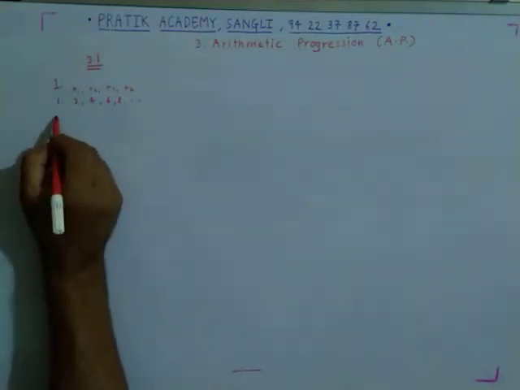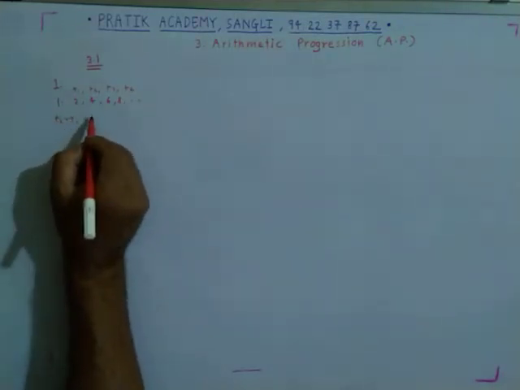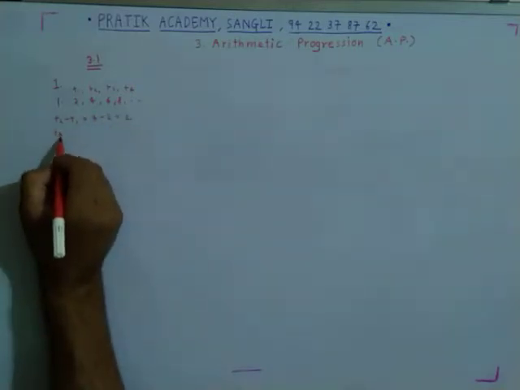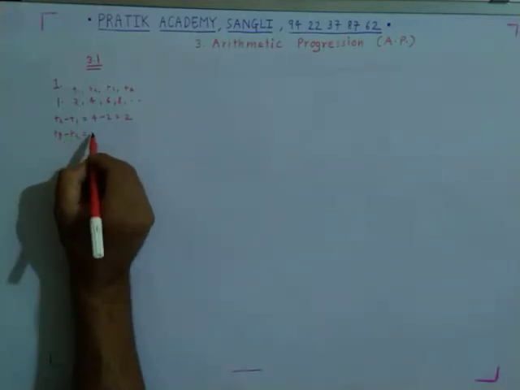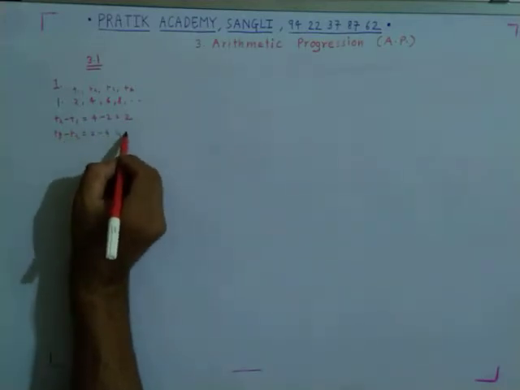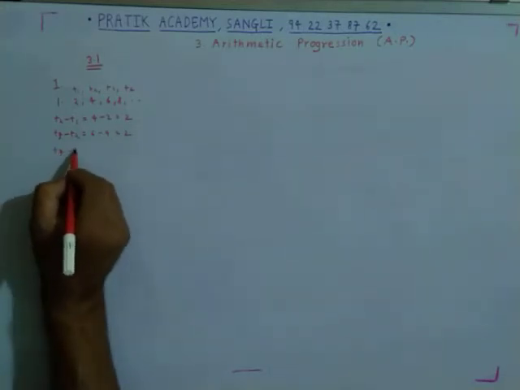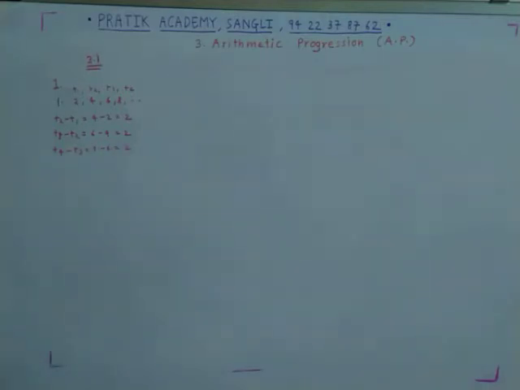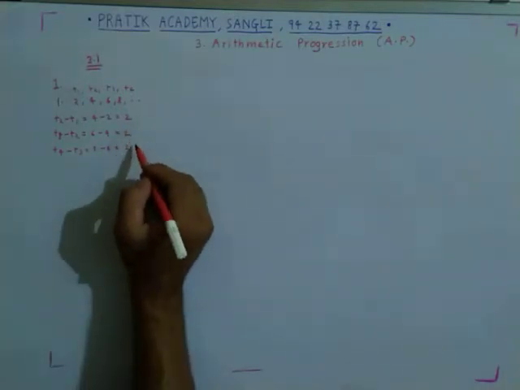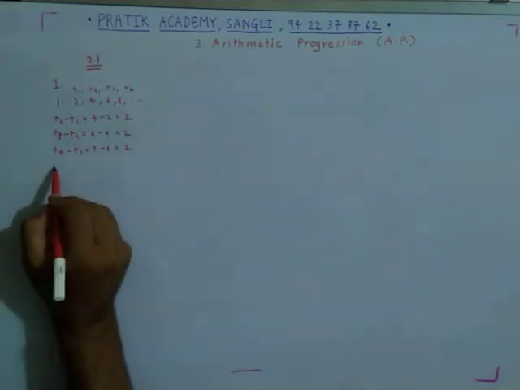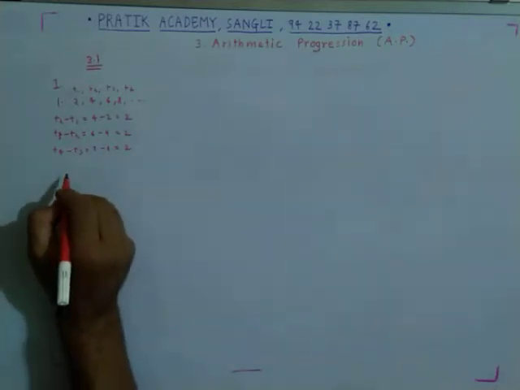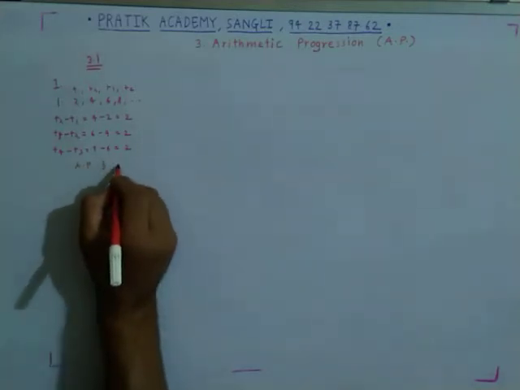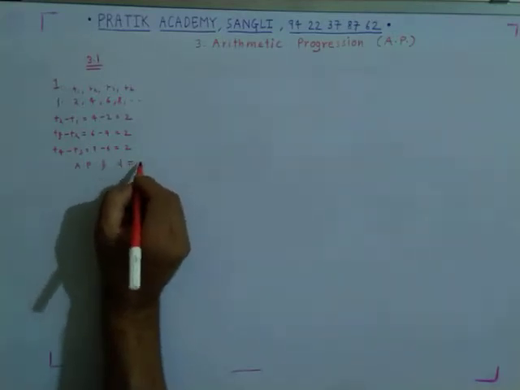The difference T2 minus T1, that is 4 minus 2, is 2. Here T3 minus T2 is 6 minus 4, which is 2. Then T4 minus T3 is 8 minus 6, which is 2. So the difference between two consecutive terms is constant, therefore the numbers are in AP. And what is the common difference? D is 2 here.